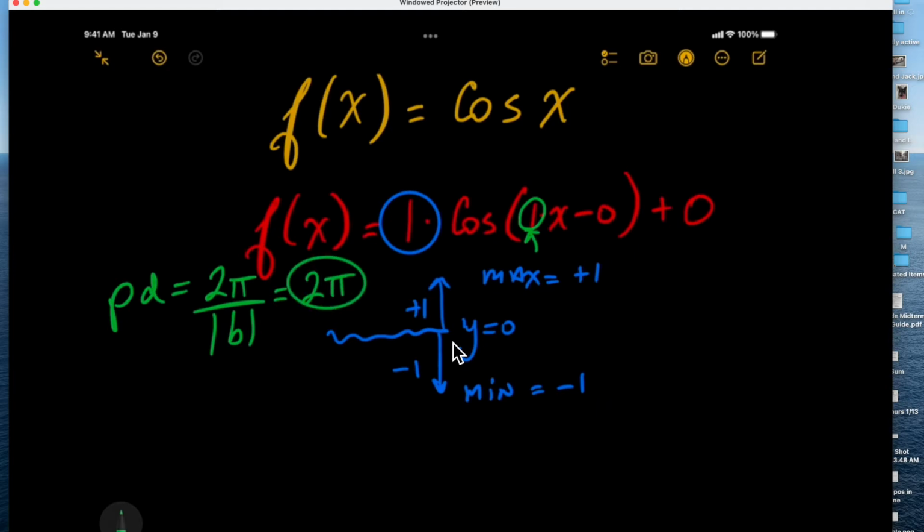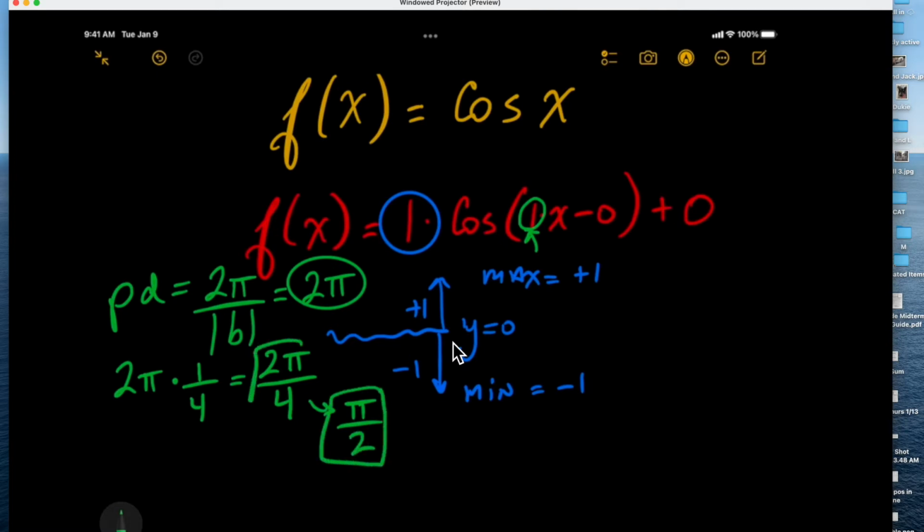Next, I take the period of this transformed function and I multiply it by 1/4. And that gives me the steps of the graph, or the scale that we're going to use to help plot our points. So the 1/4 marks are going to be at pi over 2 or 2 pi over 4.